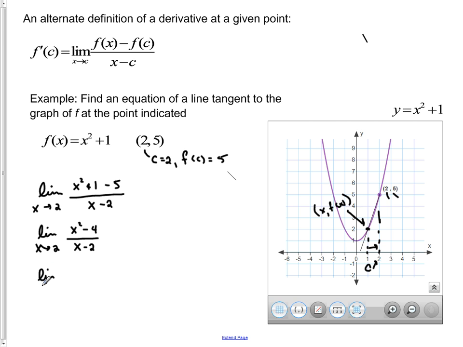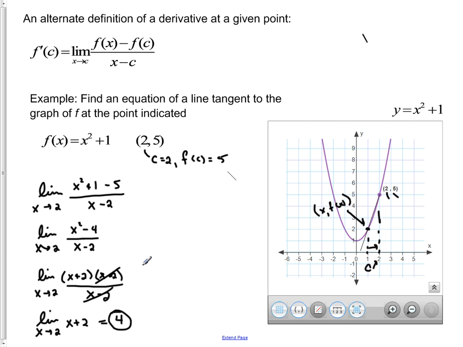This is like saying we're going to take the limit as x approaches 2 of x plus 2 times x minus 2, divided by x minus 2, and we note that x minus 2 cancels out. So we're just taking the limit as x approaches 2 of x plus 2, and as x approaches 2 of x plus 2, we substitute and we get 4. And so this is the slope that we want.